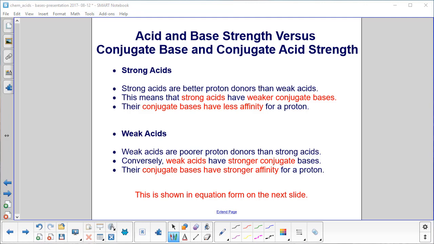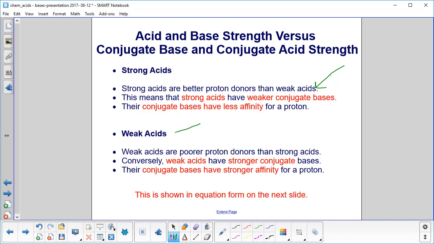Acid and base strength versus conjugate base and conjugate acid strength. Strong acids. Let's go over some of their characteristics. They are better proton donors than weak acids. Therefore, strong acids have weaker conjugate bases. Their conjugate bases have less affinity for a proton.